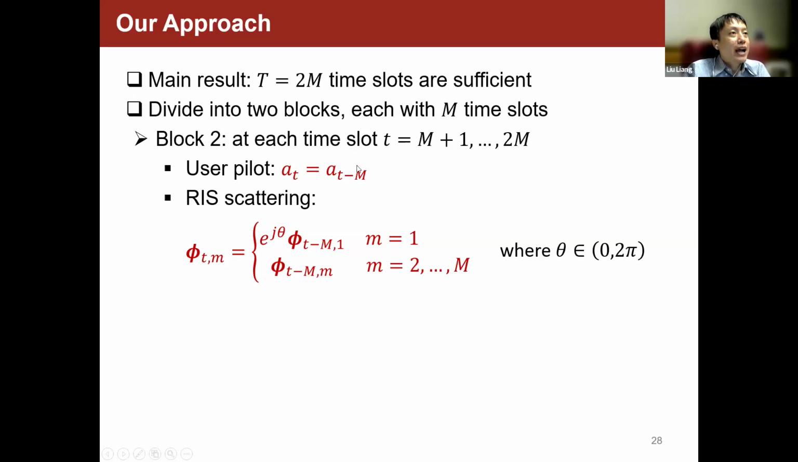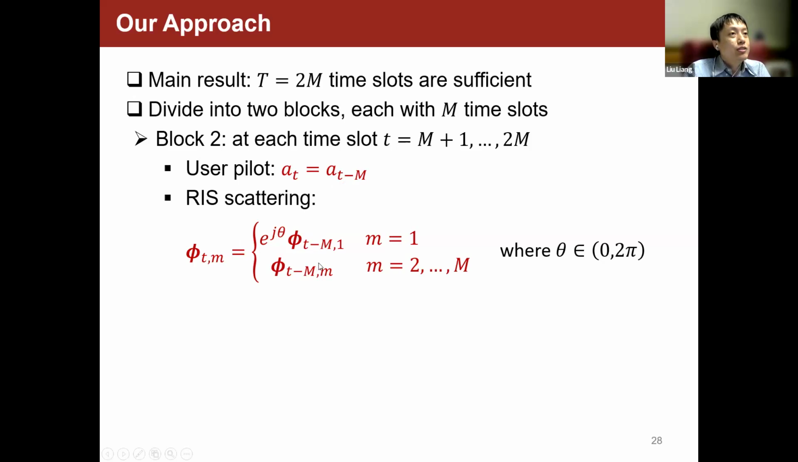And for each pair, we guarantee their pilot signals are the same. For example, for time slot m+1 and time slot 1, their pilot signals should be the same. And also a m+2 is equal to a2, a m+3 is equal to a3. For each pair, if we look at these 2 time slots, the transmitted pilot signals should be the same. And then for the RIS scattering matrix, what we do.